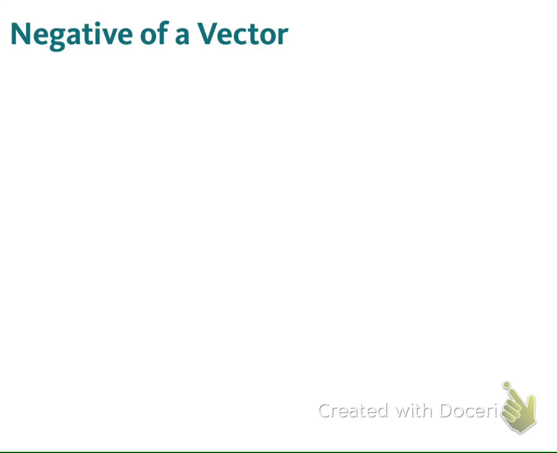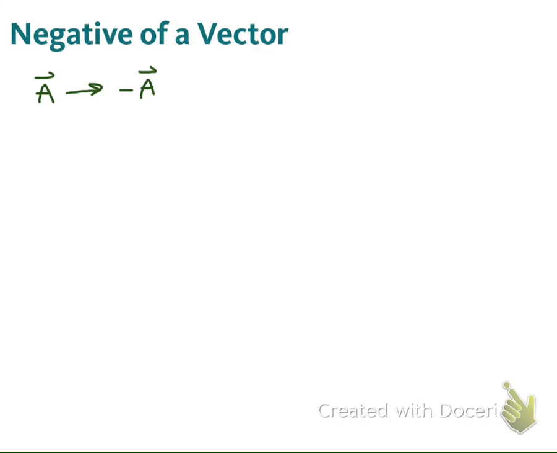Now, let us discuss the negative of a vector. For vector A, we define the negative of the vector A. That is, we have the vector A, and we want to define the negative of the vector A.